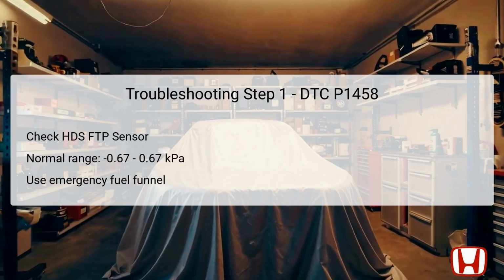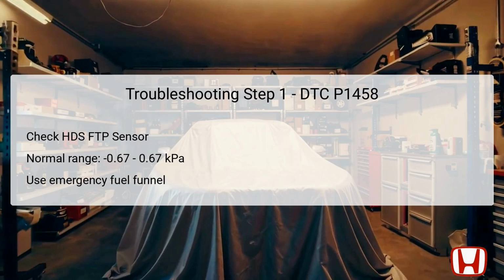The first step in troubleshooting DTC P1458 involves checking the HDS reading for the FTP sensor. The Honda Diagnostic System, HDS, should indicate a range of -0.67 to 0.67 kilopascals when functioning correctly. It's important to note that an emergency fuel funnel must be inserted into the fuel filler neck for precise testing.